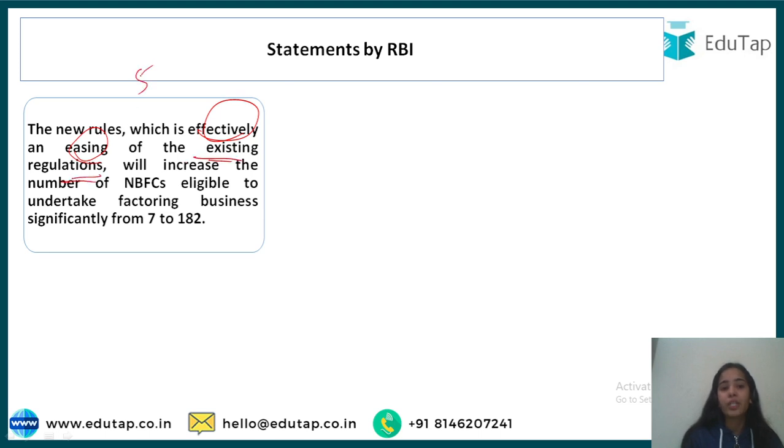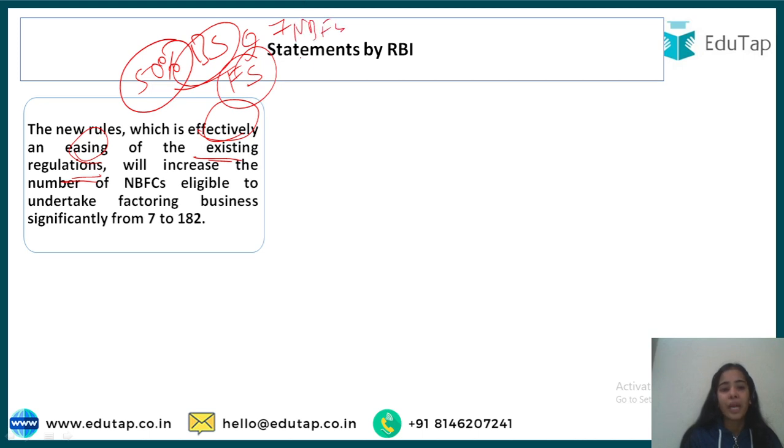So existing regulation has said that 50% of your balance sheet should consist of factoring related services, and until now only 7 NBFCs were able to fulfill this criteria. So easing of the existing regulations has been done, and this will increase the number of NBFCs that are eligible to undertake factoring business significantly, from 7 to 182.